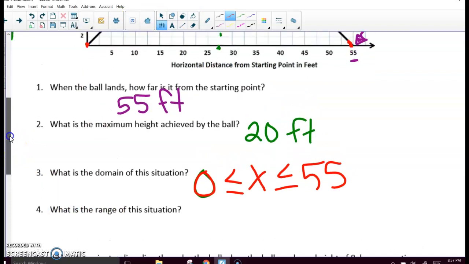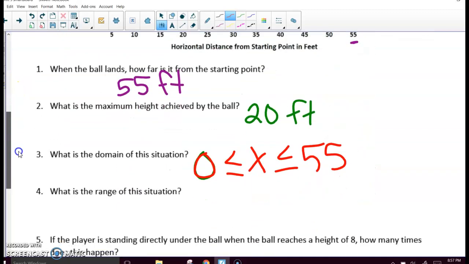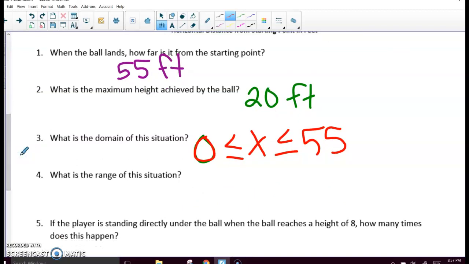Now let's look at range. Range is my y values. These are my low points, and my vertex is my high point. So my graph goes from 0 to 20 for a height in feet. So to write that as an inequality, 0 less than or equal to y less than or equal to 20 feet.